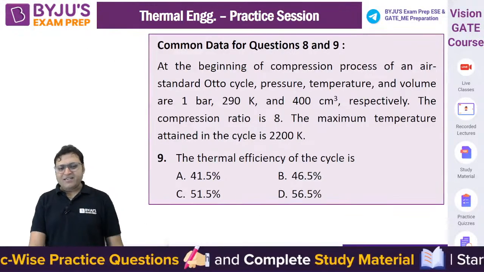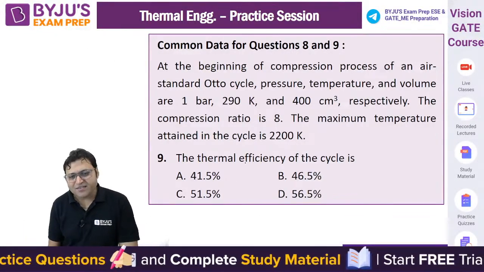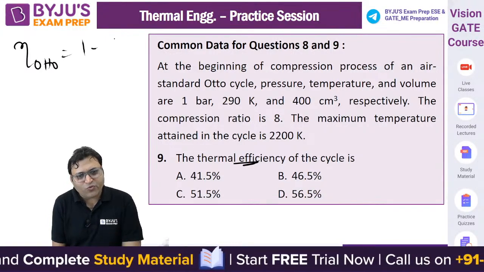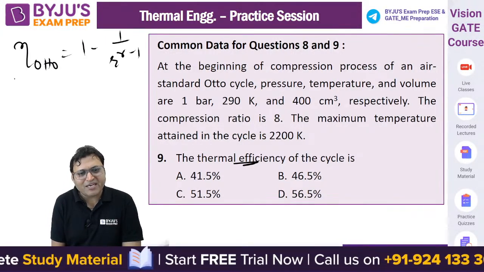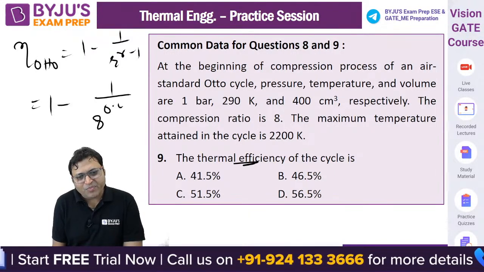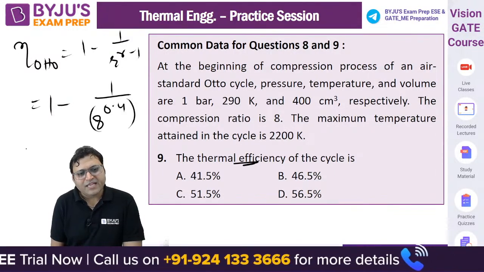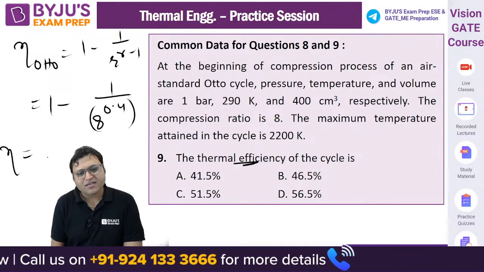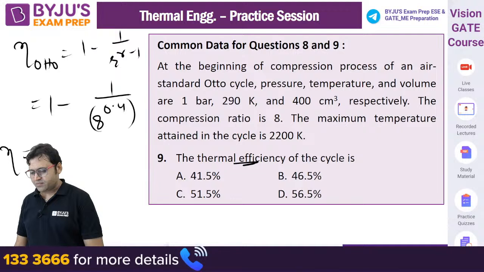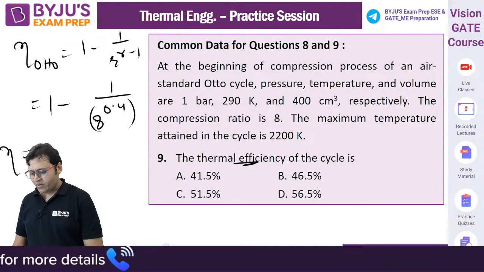The next part, the thermal efficiency of the cycle. The thermal efficiency of the Otto cycle is equal to 1 minus 1 upon R to the power gamma minus 1, isn't it? So we can directly calculate 1 upon R, that is 8 to the power 0.4. That will be the thermal efficiency of Otto cycle. What will be the thermal efficiency? 8 to the power 0.4, 1 divided by this, 1 minus answer.